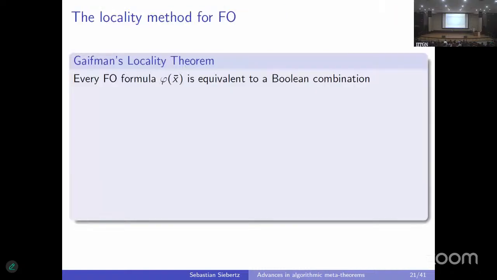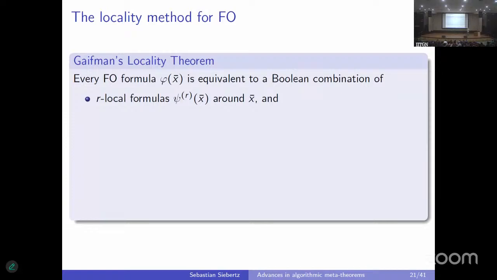Let us look at how we do this model checking. So what is the method? How do we do model checking? Let's get some idea. The very basic idea is based on Gaifman's locality theorem for first-order logic, which says that first-order logic can express only local properties. So every first-order formula can be rewritten as a Boolean combination of local formulas.